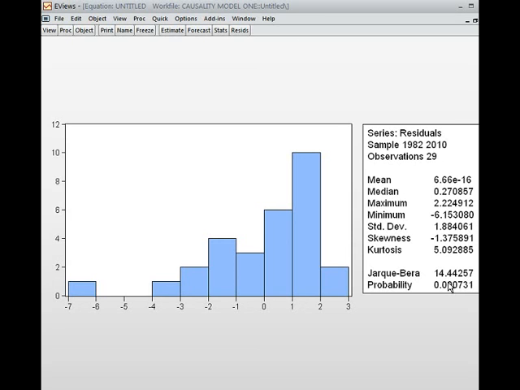Actually, many people are supporting the statement. Many econometricians are supporting the statement that although the residuals are not normal, still it is manageable.